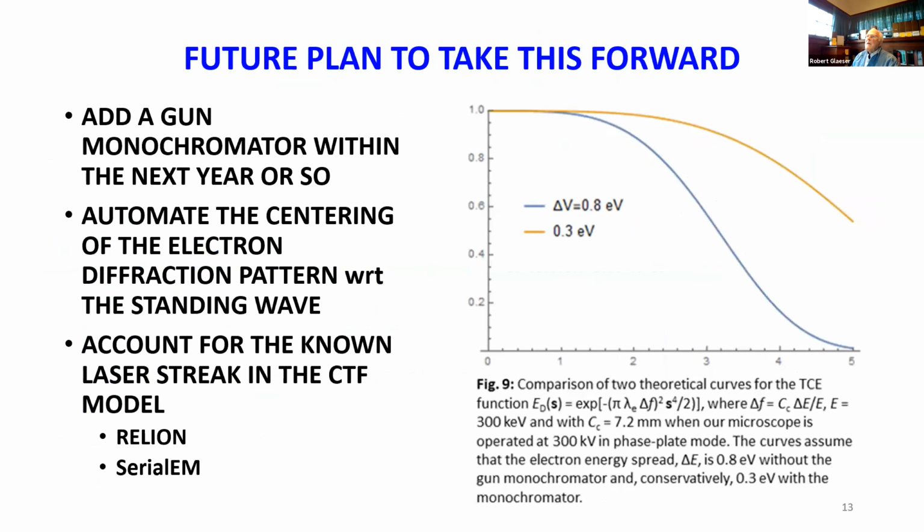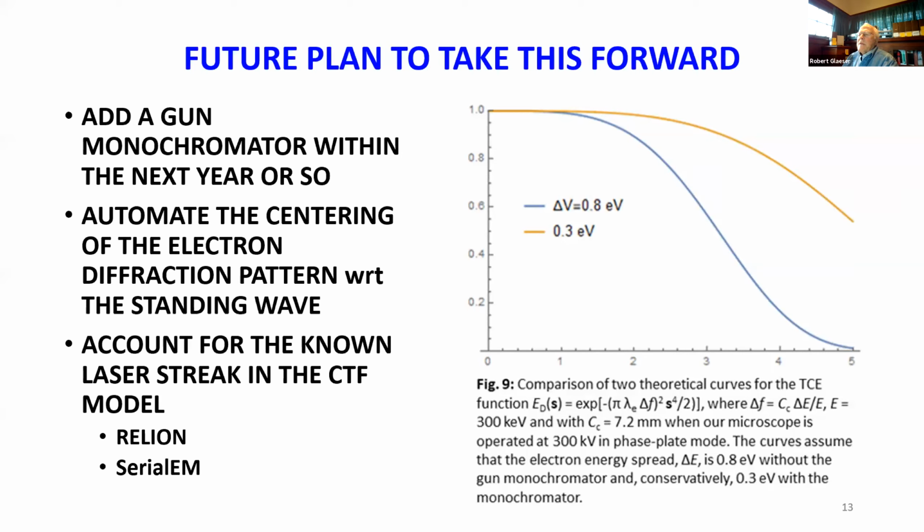Instead, our plan on how to take this forward is to add a gun monochromator, and we hope to be able to do that within a year or so, pending funding provided by a grant application. And during the time that we're waiting for that to be decided and hopefully purchased and installed, we'll be busy working on automating the way in which the alignment and centering is carried out. I described it in the previous slide, but this is done manually at this point.